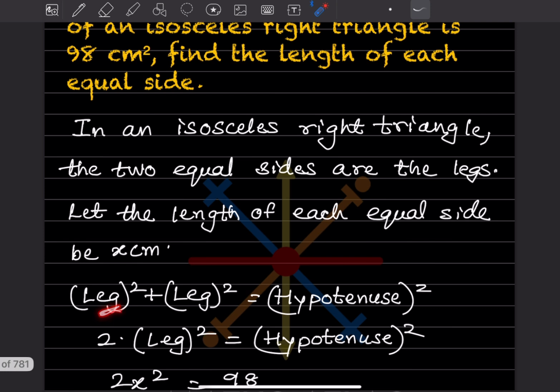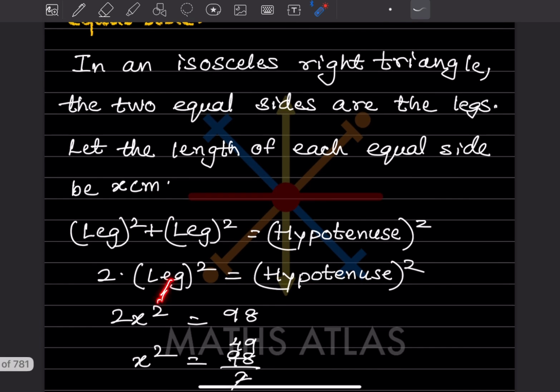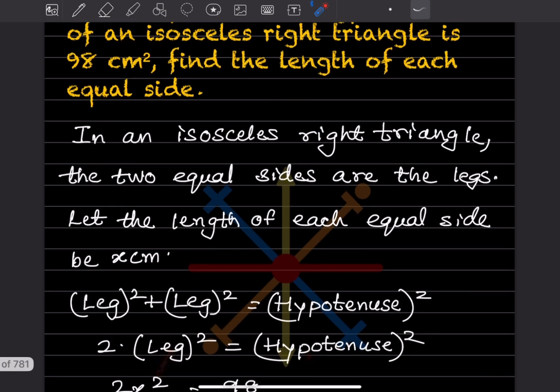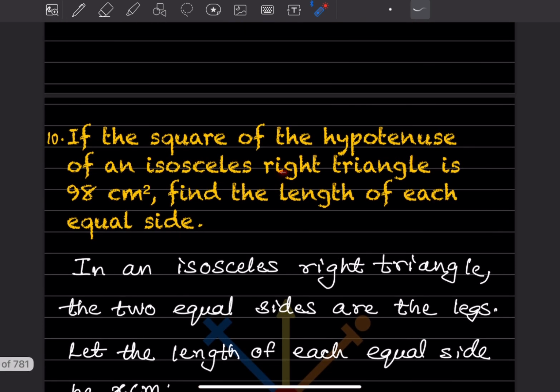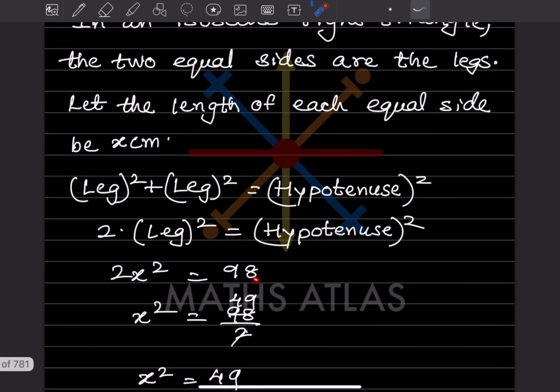So we can say leg square plus leg square, because it is a right triangle, and that is the hypotenuse square. Since both legs are the same, leg square plus leg square means it is going to be twice leg square, that is the hypotenuse square. So we consider the length of each equal side as x, so this is going to be 2 x square, and the hypotenuse square is given as 98 centimeter square.